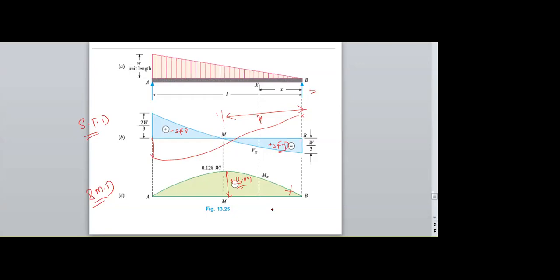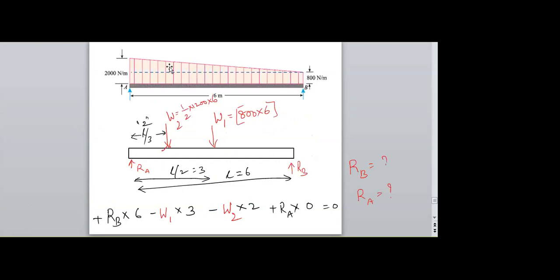So 3 types of loads is completed now. Point load and UDL as well as varying load. Another important question here is a trapezoidal load, a trapezoidal load on my simply supported beam. So this is another important question. The procedure will be the same.